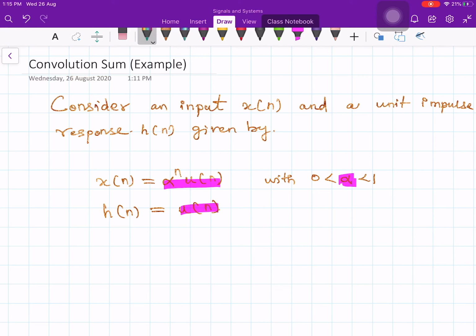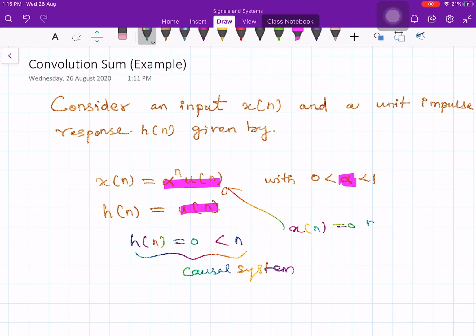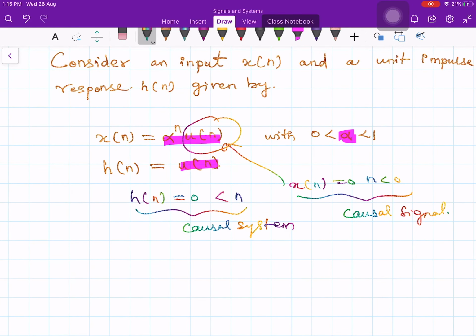If h of n is u of n, that means h of n is equal to 0 for n less than 0. So this is a condition for a causal system. And x of n is also equal to 0 for n less than 0 because of this u of n. So this indicates a causal signal.